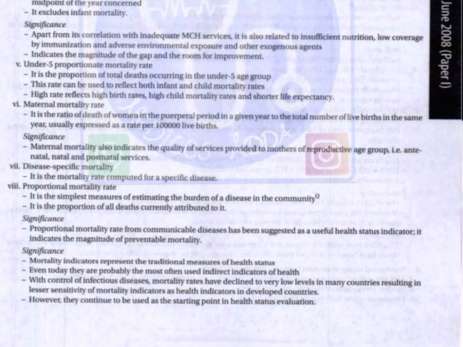Proportional mortality rate. It is the simplest measure of estimating the burden of a disease in the community. It is the proportion of all deaths currently attributed to it. Significance: proportional mortality rate from communicable diseases has been suggested as a useful health status indicator. It indicates the magnitude of preventable mortality.